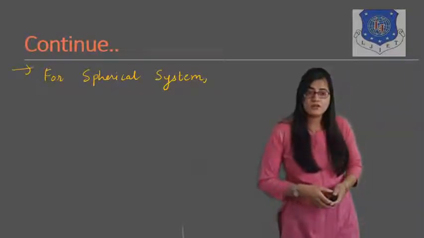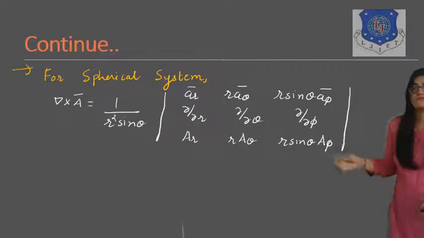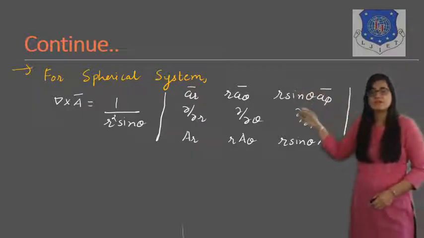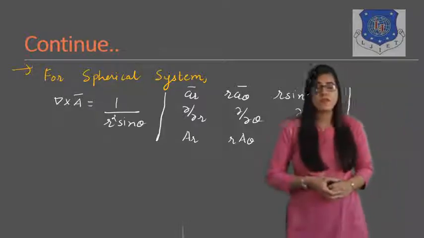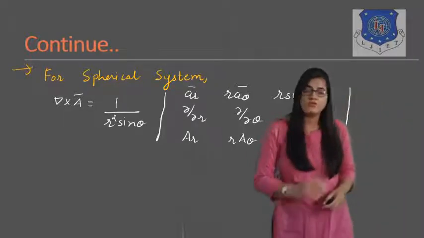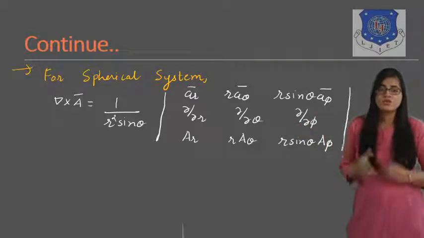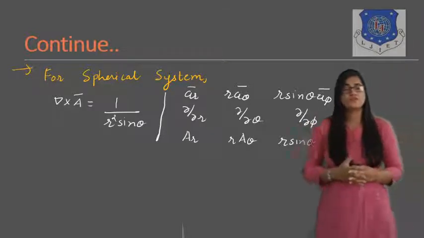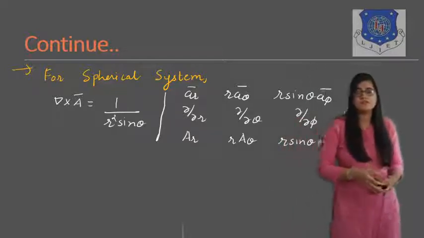For the spherical coordinate system, again we have to use the generalized equation, that is 1 upon h1 h2 h3, which means 1 upon r square sin theta into determinant. Again we have to use the multiplier values as well as the u, v, w values and put them in the determinant. So it looks like this. So now we have the equation for the Cartesian, cylindrical as well as the spherical system.